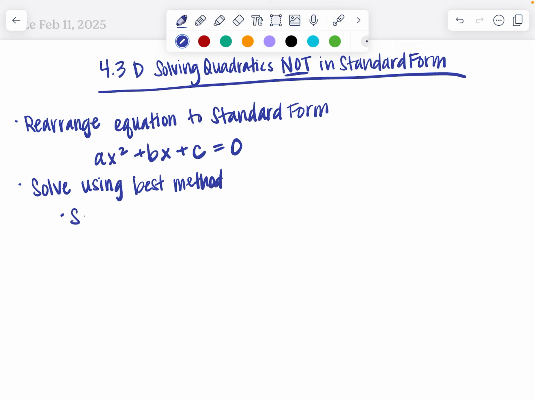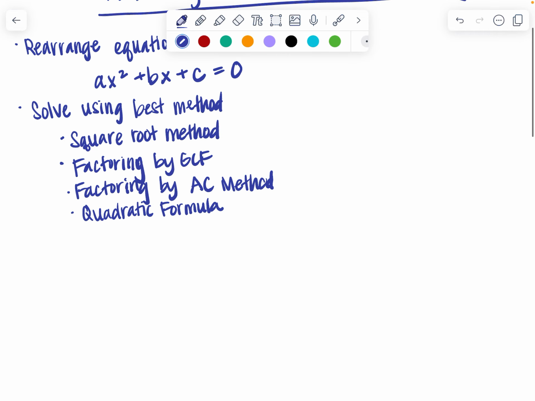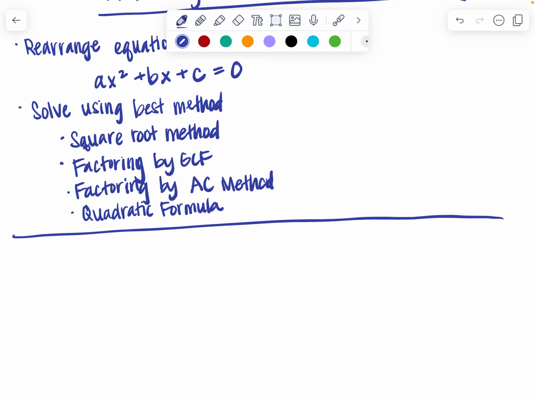So we have learned the square root method, factoring. So you can factor by GCF or factor using the AC method. And then the last method we've gone over is the quadratic formula. Okay, let's go through some examples and then figure out which methods are best.